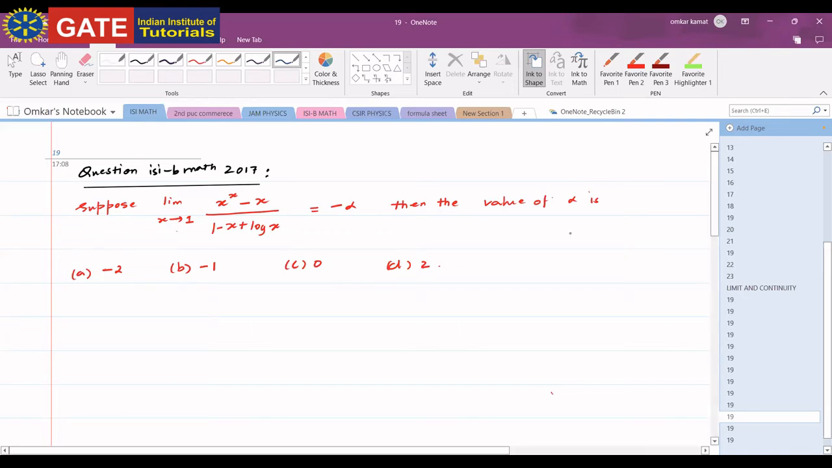X to the power x differentiation is? Sir, x to the power x into 1 plus log x. Okay. So how you'll do?